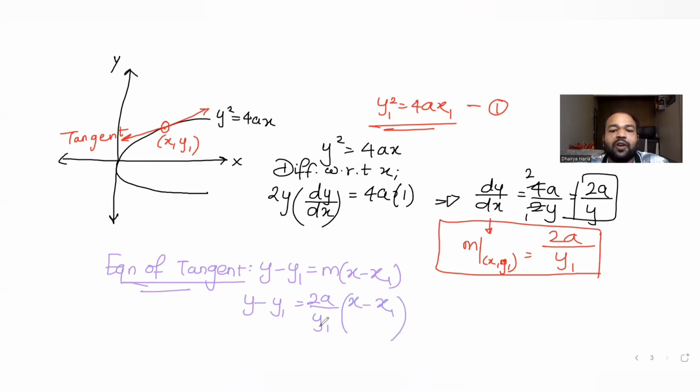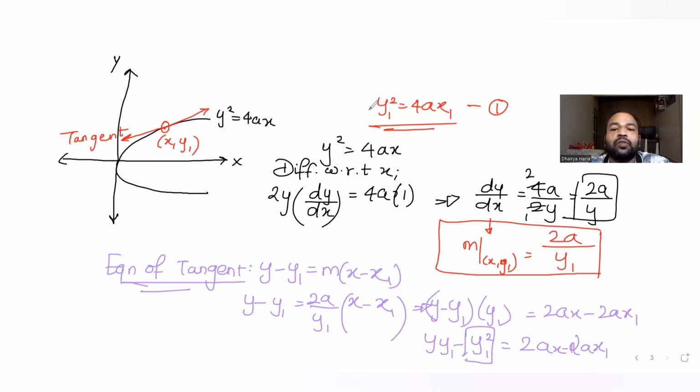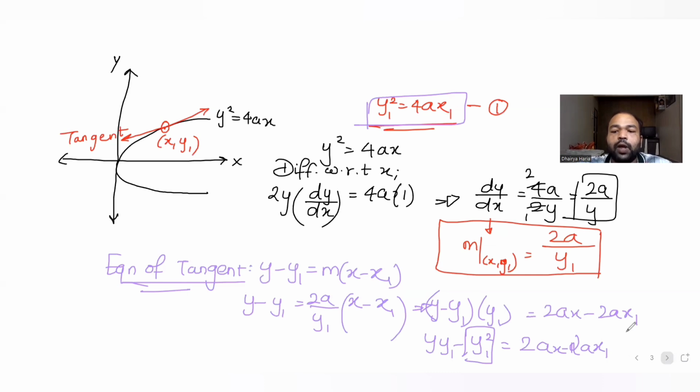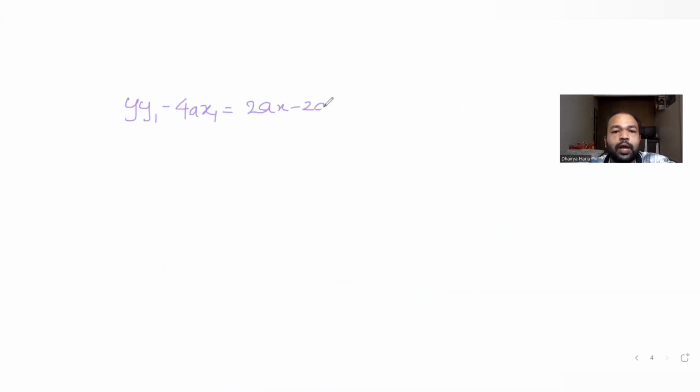minus x1. If I solve this further, I get y minus y1, multiplied with y1, is equal to 2ax minus 2ax1. If I solve this, I get y into y1 minus y1 square equal to 2ax minus 2ax1. Now we already know y1 square from equation 1 is 4ax1. So if you substitute that, you get y y1 minus 4ax1 is equal to 2ax minus 2ax1.